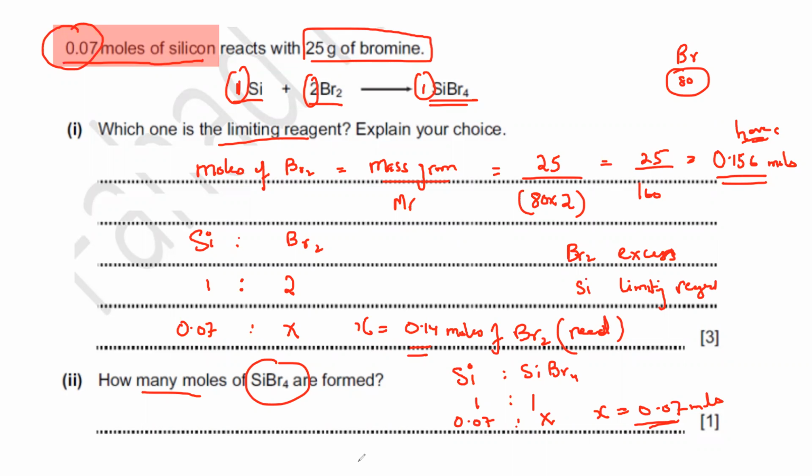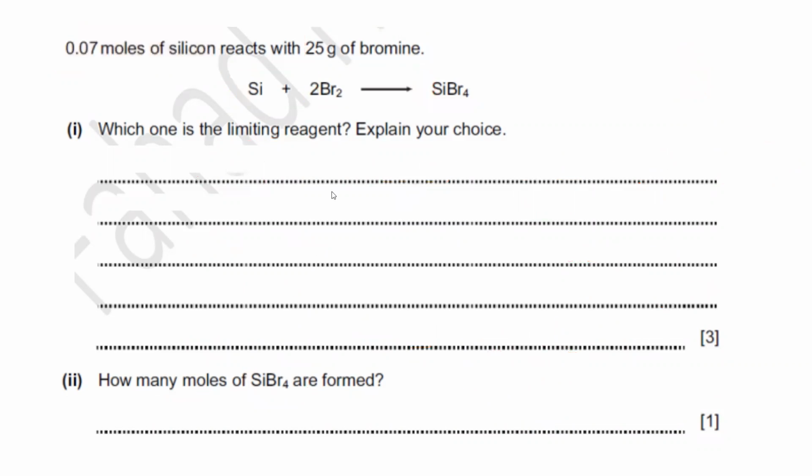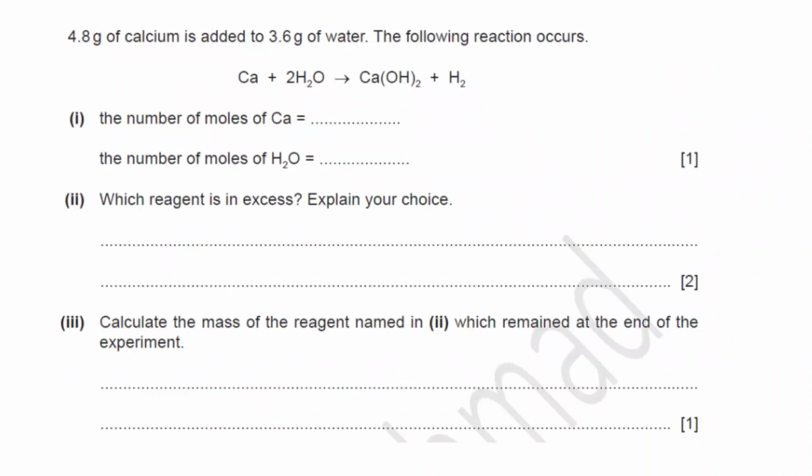Another example. Whenever you want to find a limiting or excess reagent, you will always use the moles to compare them. In this question, 4.8 grams of calcium is added to 3.6 grams of water. The following reaction occurs.